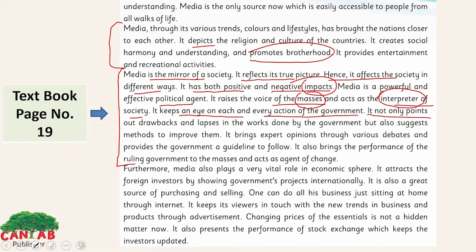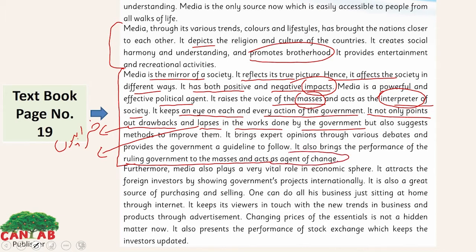It keeps an eye on each and every action of the government. It not only points out drawbacks and lapses in the works done by the government. Drawback कहते हैं खराबियों को. Lapses, जो कोई चीज भूल जाए. In the works done by the government, but also suggest method to improve them. It brings expert opinions through various debates and provides the government a guideline to follow. It closely brings the performance of the ruling government to the masses and act as an agent of change.